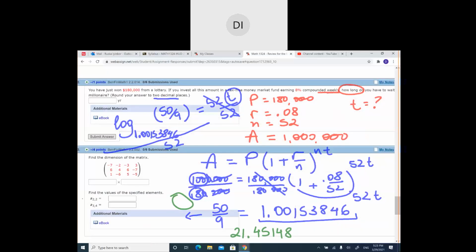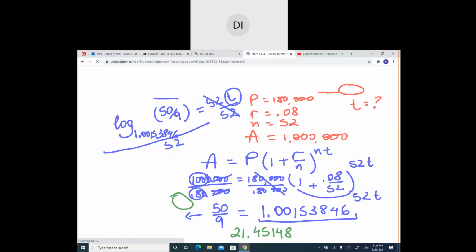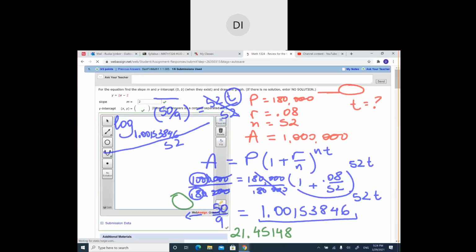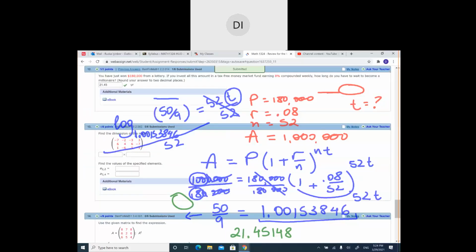So here it says round to 2 decimal places. So we're going to put 21.45 years. Okay, and then that's what you have. So these are the steps pretty much you need to follow. Okay, that was right. So these are the steps you need to follow to find out how many years you need to become a millionaire. Okay, so that was number 12.